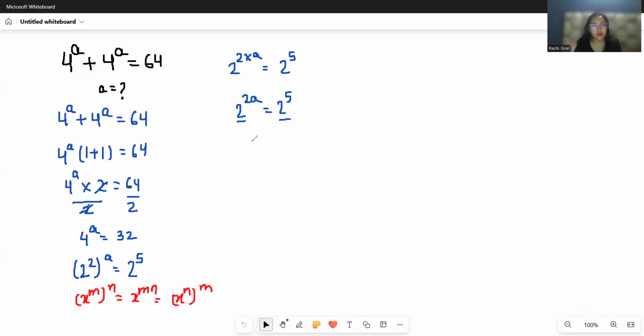Now if the bases are equal, their powers are also equal. So to calculate a, we have to isolate it. So I'm going to divide both sides by 2. So a is equal to 5/2, or you can say 2 whole 1/2.